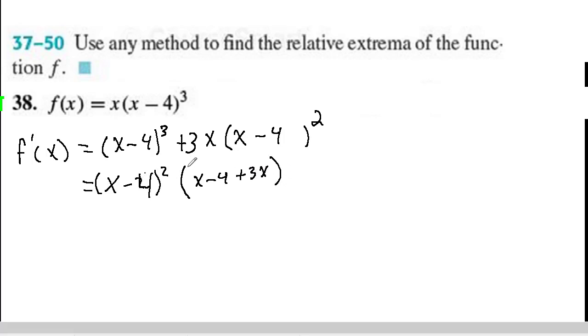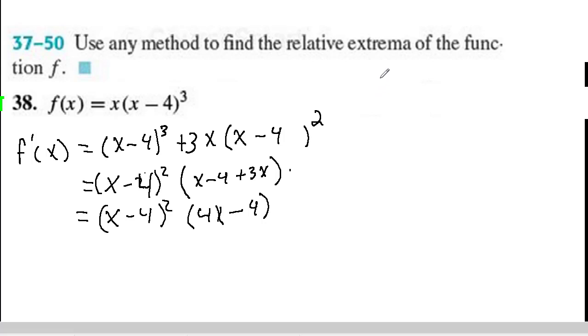If I back distribute this, I will get the x minus 4 cubed, and then over here I'll get the 3x times the x minus 4 squared. We can clean that up a little bit, and this will be x minus 4 squared, and then x and 3x is 4x minus 4. So you can see that the only critical numbers are 4 and 1.